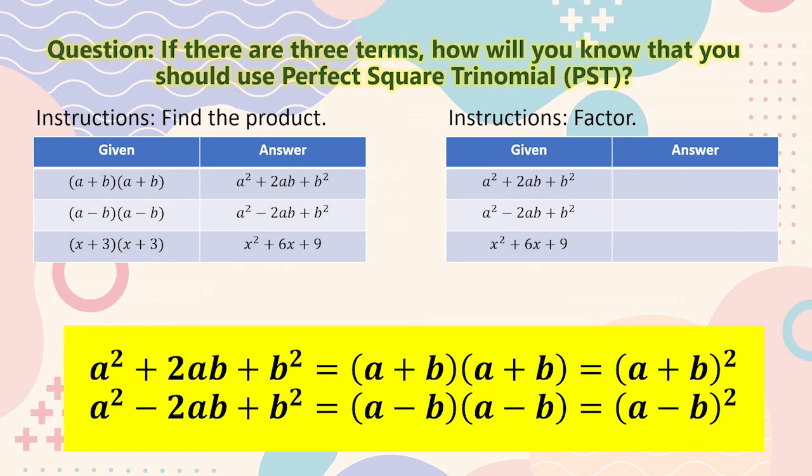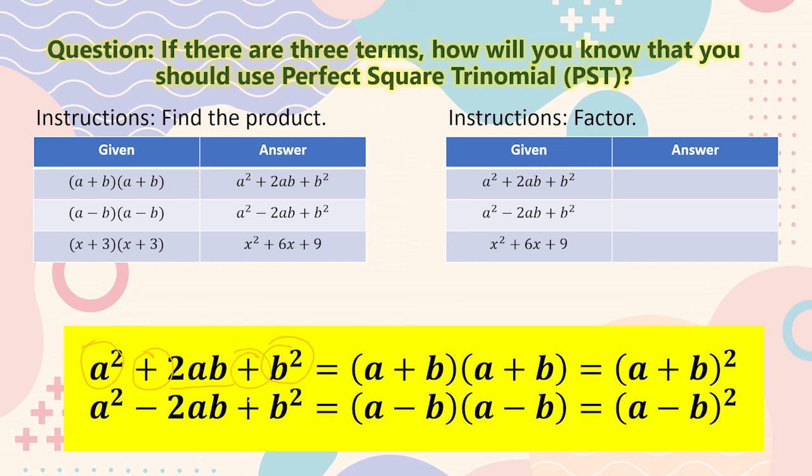That gives us a generalization that when we use PST, the conditions must be satisfied. The first term must be a perfect square. The third term must be a perfect square. The middle term must be the product of 2 times the square root of the first term times the square root of the third term. And it doesn't matter whether the middle term before it is a plus or a minus.